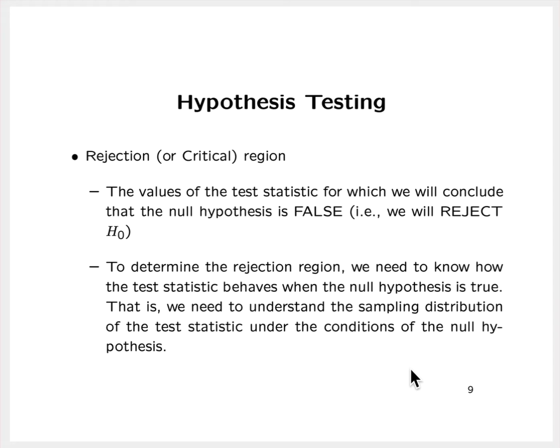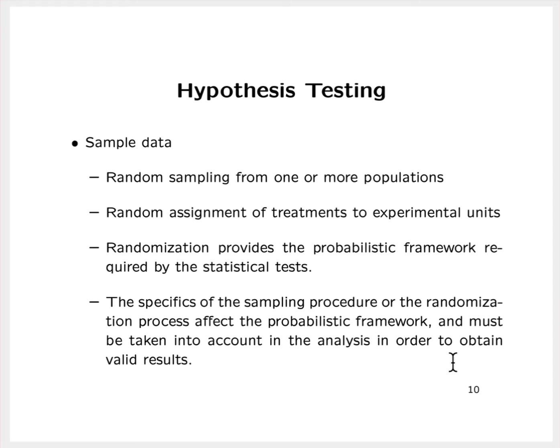In other words, we need to understand and know something about the sampling distribution of the test statistic under the conditions of the null hypothesis. Okay, then we need sample data. Now, depending upon the experiment, that data can be obtained in one of several ways. For example, if it's a sampling experiment, then we will need random samples from one or more populations.